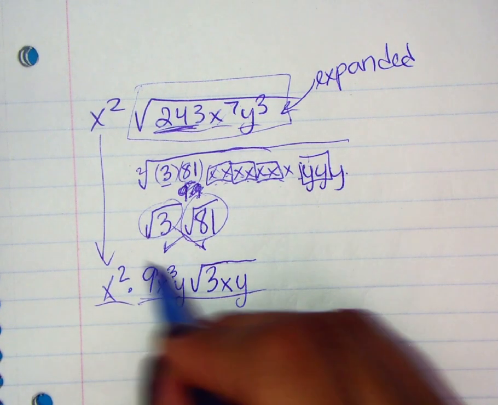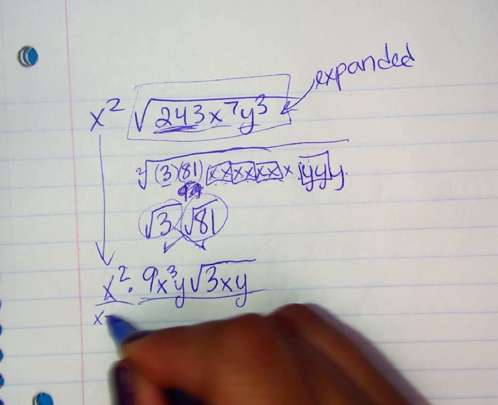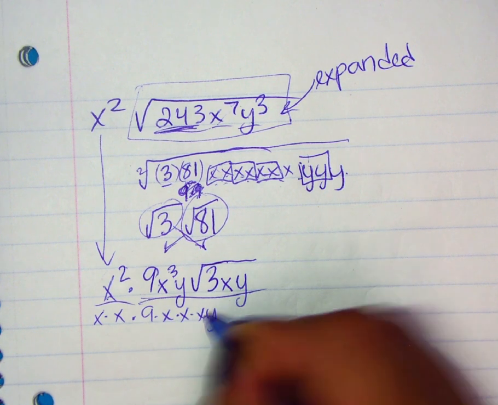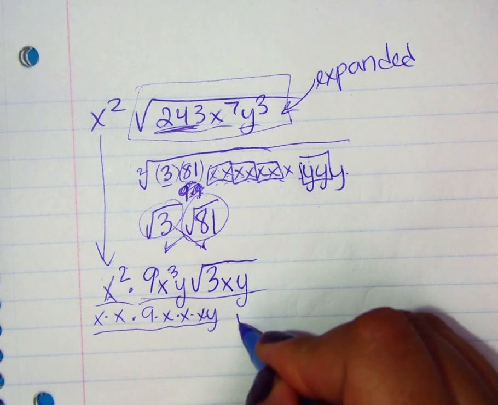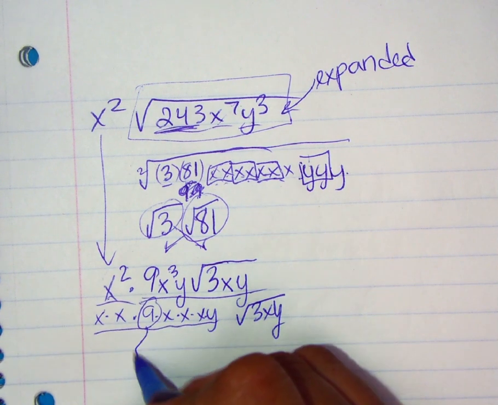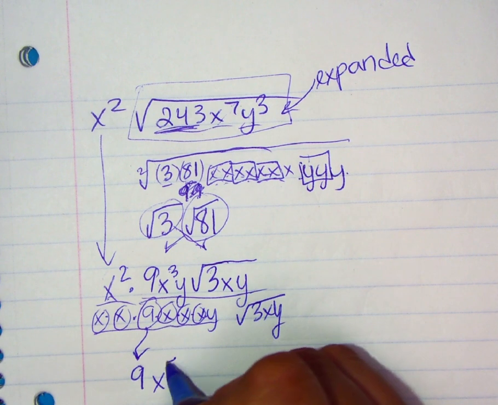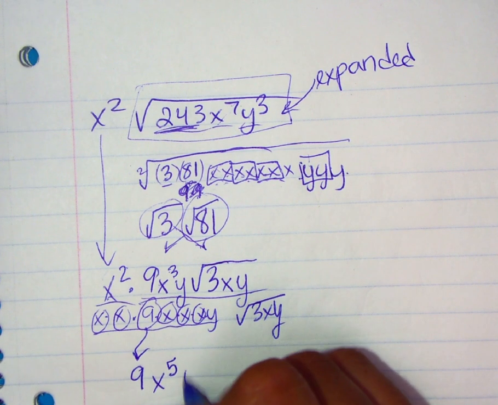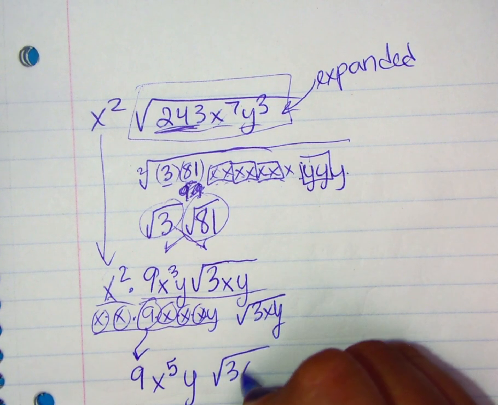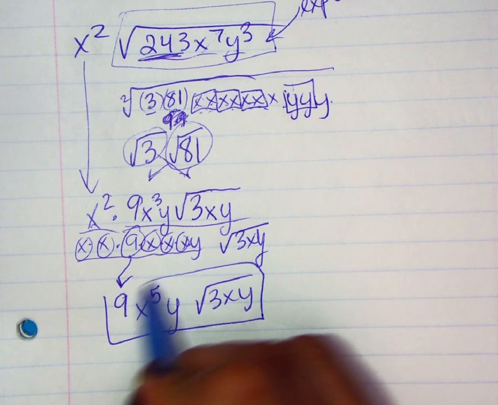Out here, these two can combine, but in here they can't. So x squared just means x times x, and then times 9 times x times x times x times y. This is what's happening outside the radical. As far as simplifying this part, the 9, nothing happens to it. The x's, we have a total of 5 now. And then the y, we only have 1. But then as far as the radical, we still have 3xy inside. And this will be the answer for your problem.